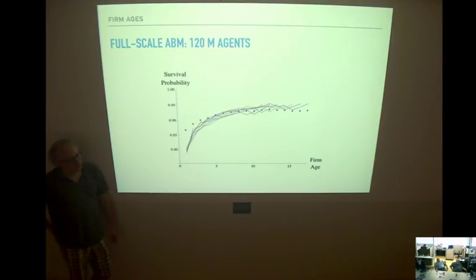So what we have done is, I showed you the hazard function as a function of age. Then we did a hazard function as a function of age and size. A little harder to show, but there's a 3D plot in the chapter which shows that.